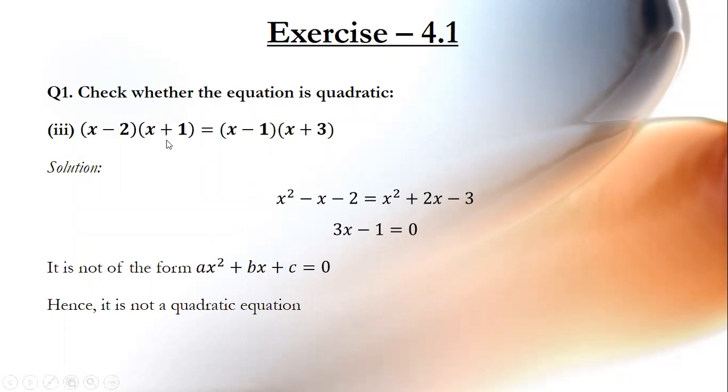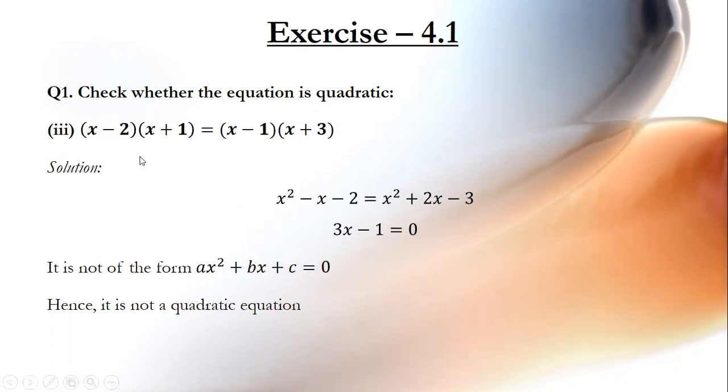Now the third part of the question, x minus 2 into x plus 1 equal to x minus 1 into x plus 3. By looking at it, we can see that both will have x square, so it might be quadratic. Let us solve and see. On the left side, it is x square minus x minus 2, and on the right, when we solve them, it is x square plus 2x minus 3. On both the sides, we are having x square, so they will get cancelled. When we solve it, we will get 3x minus 1 is equal to 0, which is a linear equation. There is no degree 2 here. So it is not of the form ax square plus bx plus c equal to 0. Hence, it is not a quadratic equation.